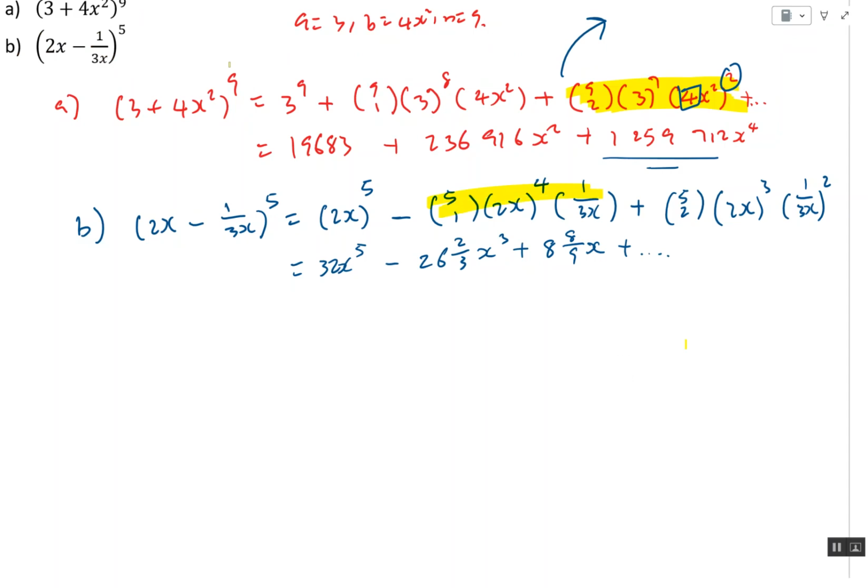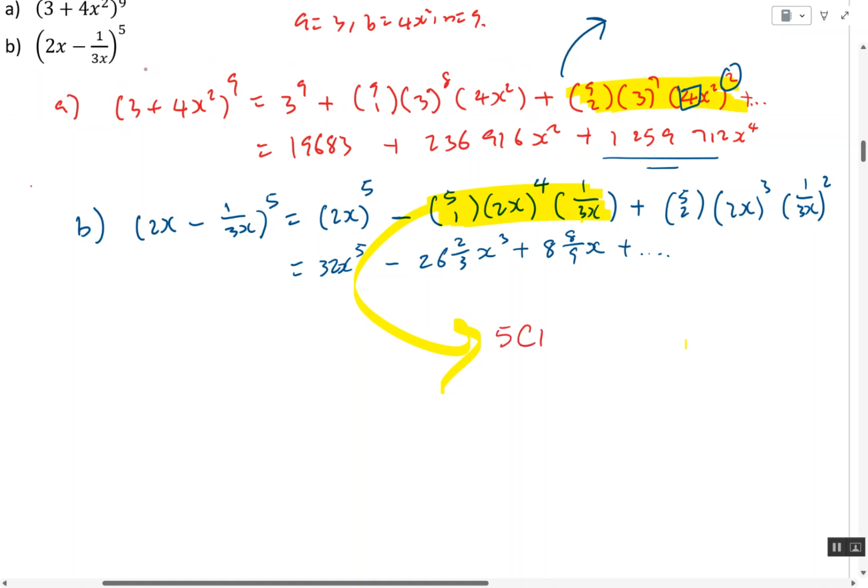Let's look at this one for example. So 5 choose 1, very straightforward. To get a coefficient, you key in the calculator, 5 choose 1. Then focus on number first. 2 to the power of 4. And if you all realize, this one is 1 over 3x. So if I'm taking the number, I should be taking 1/3. That's how I get the 26 2/3.